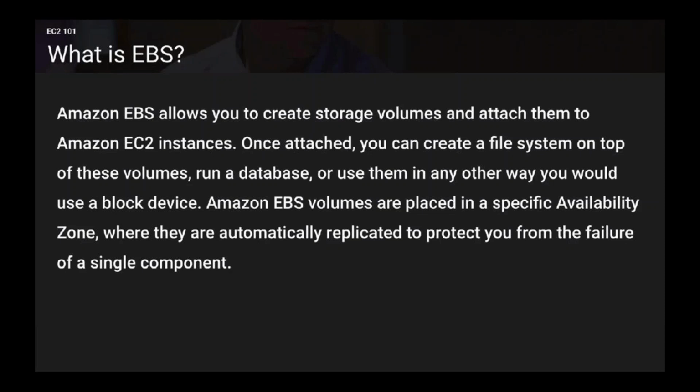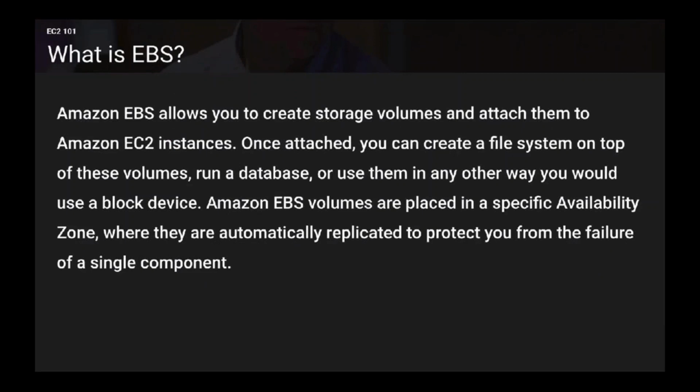Amazon EBS allows you to create storage volumes and attach them to EC2 instances. Once attached, you can create a file system on top of these volumes, run a database, or use them in any way you use a block device. So I'll be able to use EBS volumes as part of my block device and run my software and operating systems. Amazon EBS volumes are placed in a specific availability zone where they are automatically replicated to protect you from the failure of a single component.